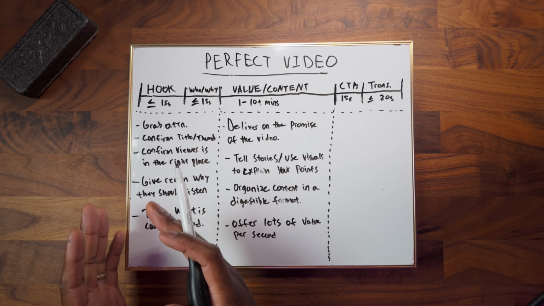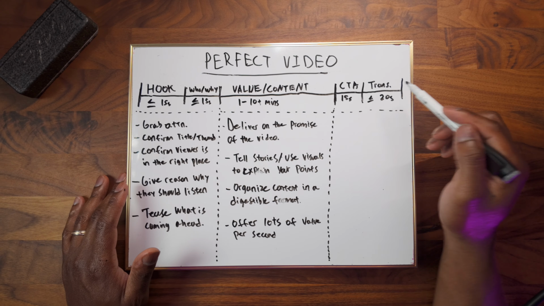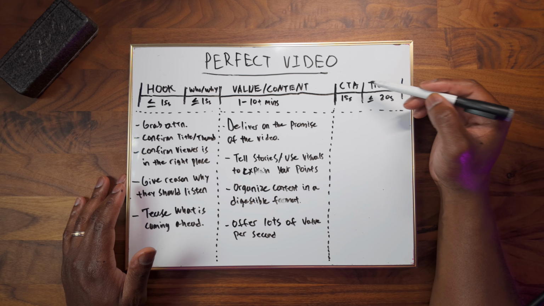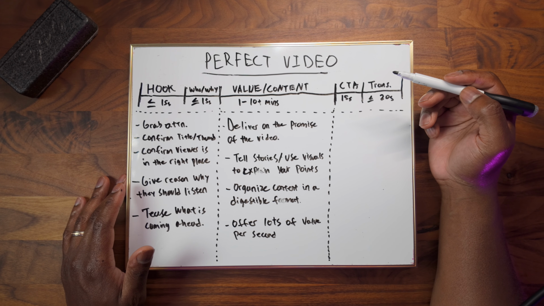So now we have the beginning, we have the middle, and now the end. The end is very important, especially when it comes to growing your business on YouTube. So in this end section, we have the CTA and the transition. The CTA is simply just a call to action.